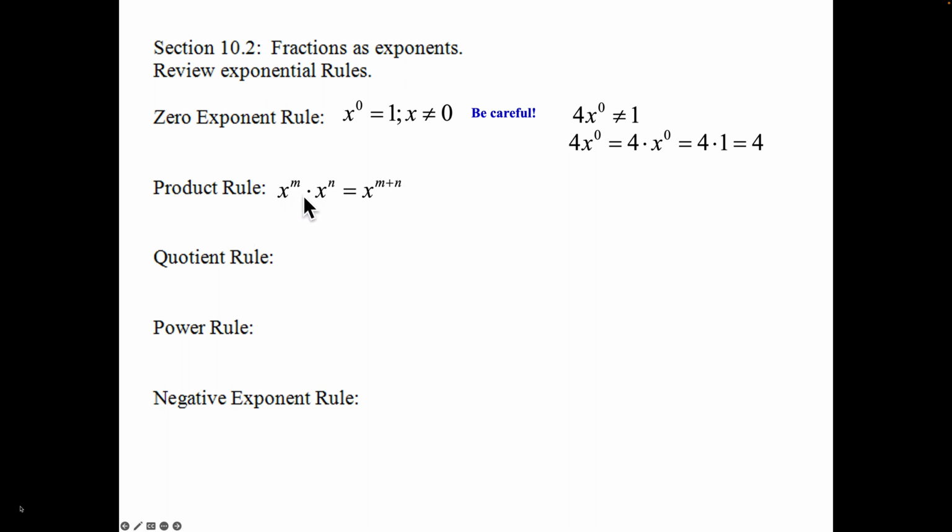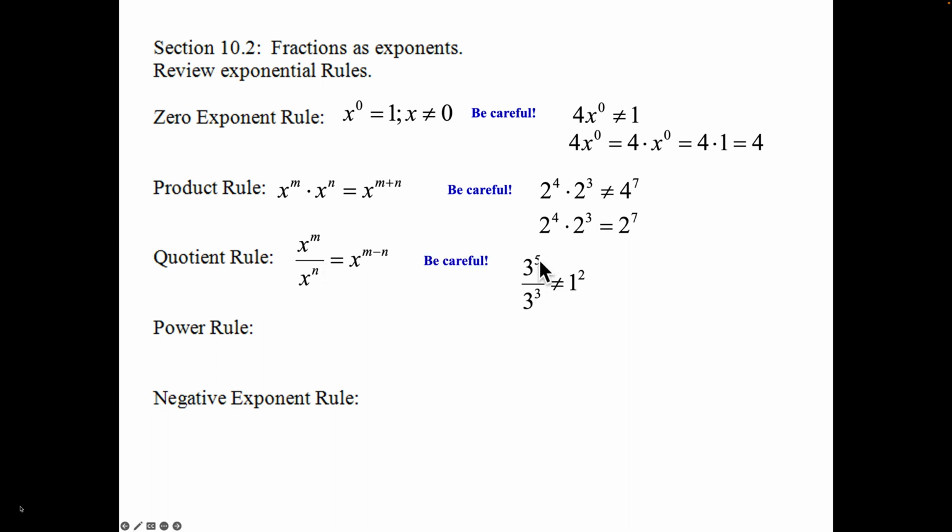Product rule, multiply like bases, add exponents. Remember, don't multiply your bases, just add the exponents. Quotient rule, divide like bases, subtract your powers. Remember, don't cancel your 3's. It's 3 squared. Power rule, one base x raised to a power outside the parentheses, multiply them together.